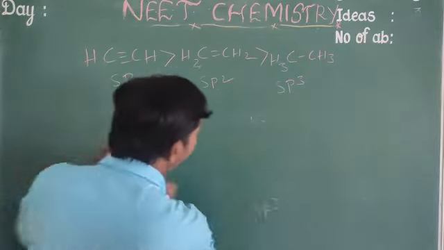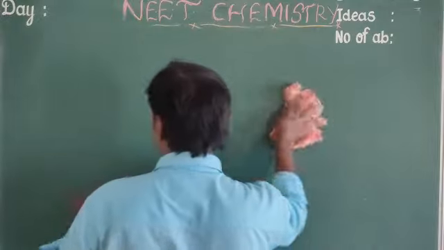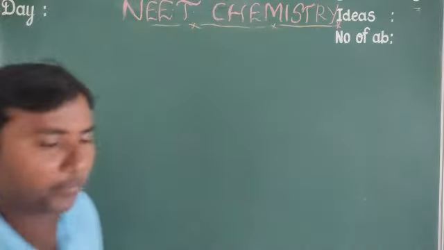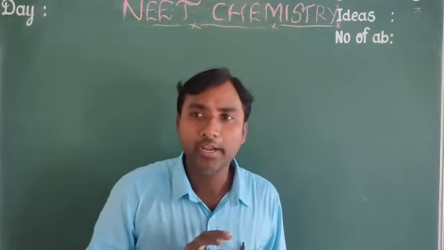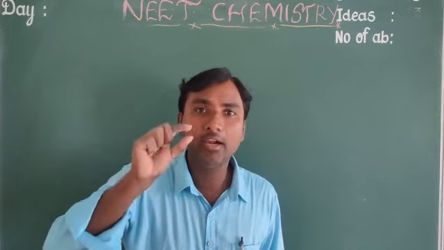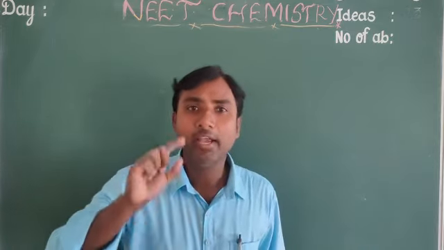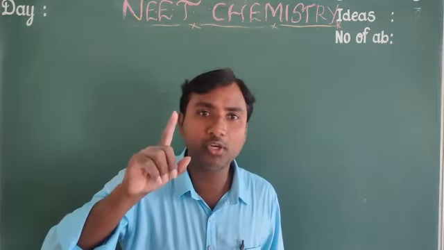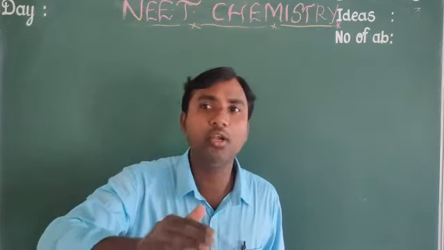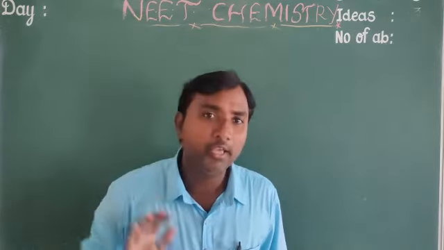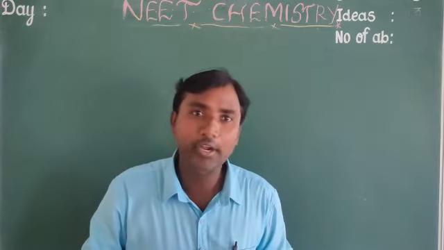Okay, this is another concept for s character. So simply, electronegativity is directly proportional to non-metallic nature. Electronegativity is directly proportional to s character. Electronegativity is directly proportional to bond energy. Electronegativity is directly proportional to positive charge on substances. These are the applications of electronegativity.